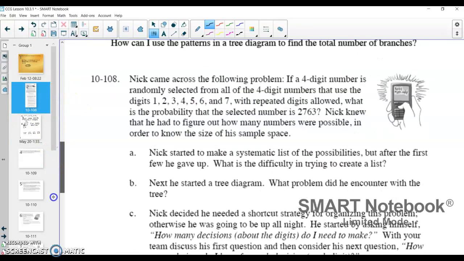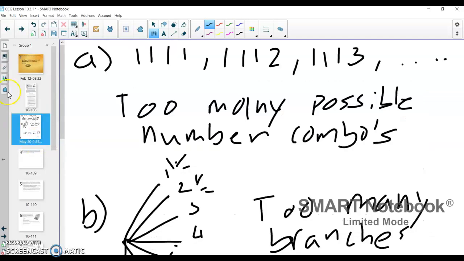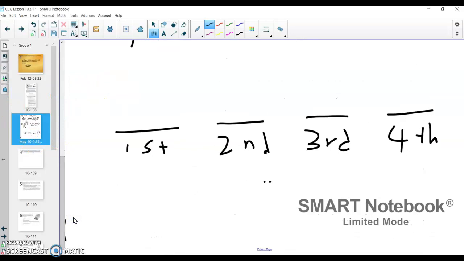Now, that's that first part right here where it says how many decisions about the digits are being made. 4 decisions because we're making a decision for each digit. Now, the next question, how many choices do I have for each decision? Well, for the first decision, we can choose numbers 1 through 7. So there's 7 choices. For the second decision, since numbers can be repeated, we have 7 choices because it could be numbers 1 through 7. For the third, it's 7, same thing. And for the fourth, it's 7 again, because numbers can be repeated. For each decision, we have a number 1 through 7 we can pick.